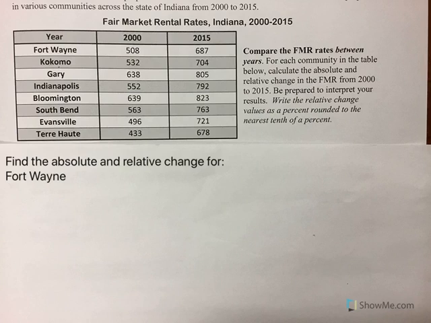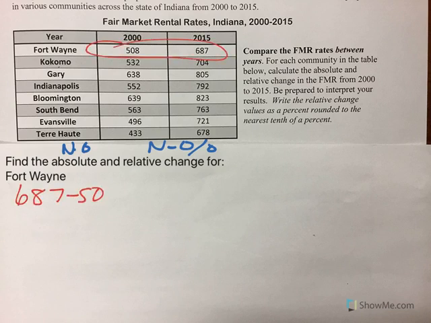Let's talk fair market rental rates. We are going to start by looking at a host of cities here, and we're going to look at from 2000 to 2015 the absolute and relative change for each of these. So Fort Wayne, remember absolute is new minus old, and relative is new minus old divided by old. So if we start with absolute, here's Fort Wayne, new minus old, we get an absolute change of 179.